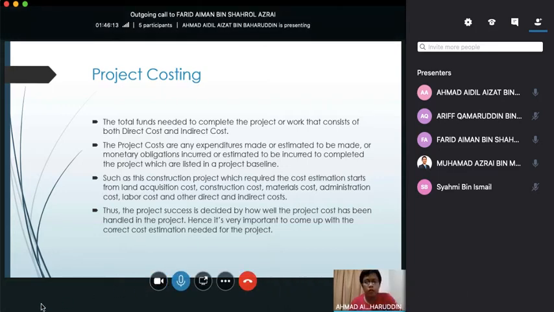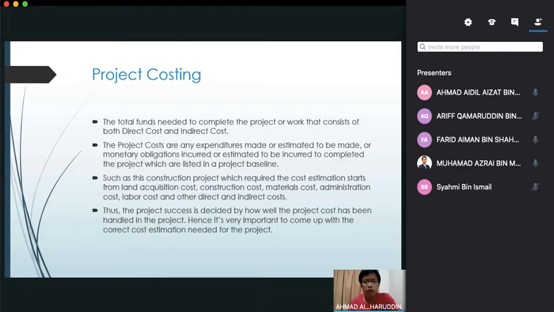Project costing is the total fund needed to complete the project or work that consists of both direct costs and indirect costs. The project costs are any expenditure made or estimated to be made, or monetary obligation incurred or estimated to be incurred to complete the project, which are listed in the project baseline. Such as for this construction project, which requires cost estimation starting from land acquisition costs, construction costs, material costs, administration costs, labor costs, and other direct and indirect costs.